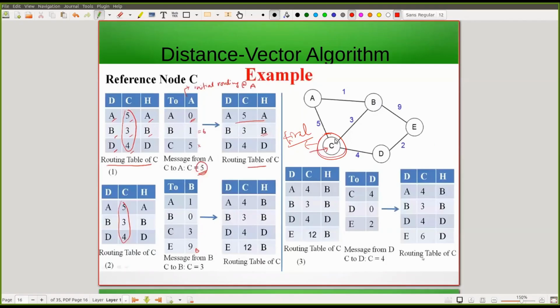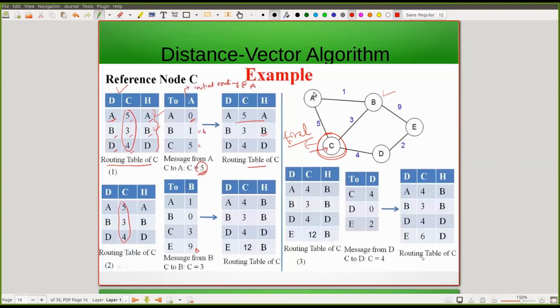Initially, everybody maintains a distance vector at its own end. Look at this, the initial routing table or distance vector at node C. What is the cost of going to A? A is my neighbor, so I know it. What is the cost of going to B? B is my neighbor, I know it. What is the cost of going to D? D is my neighbor, so I know it. These are the three pieces of information initially available at node C. Everybody agrees? Okay.